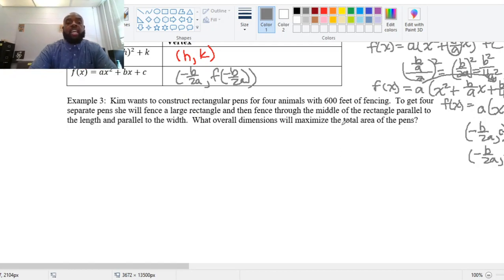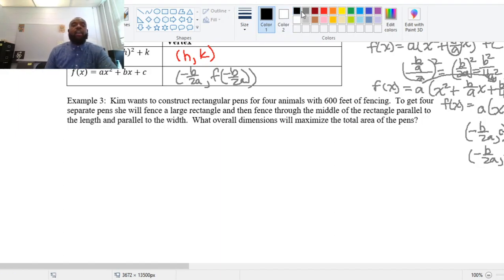All right. It says Kim wants to construct rectangular pens for 4 animals with 600 feet of fencing. To get 4 separate pens, she will fence a large rectangle and then fence through the middle of the rectangle parallel to the length and parallel to the width. What overall dimensions will maximize the total area of the pen, right?